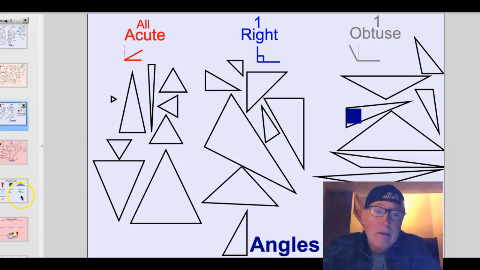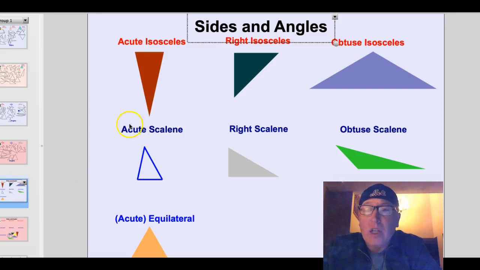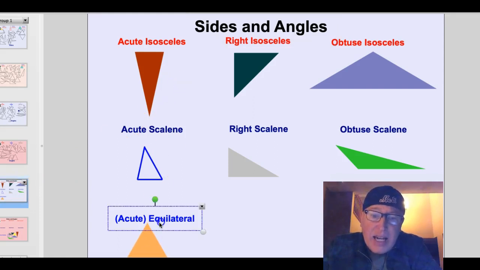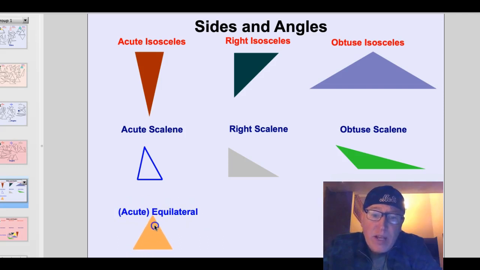All right. Now we're getting to where things get a little hairy. Now we're going to classify them by both sides and angles. And the first thing we're going to think about is that there are three different kinds of isosceles triangles. You can have an isosceles triangle that has all acute angles like this. Look, these two sides are the same here and here. And, of course, these two angles are the same. And all of the angles are acute. They're all less than 90 degrees.